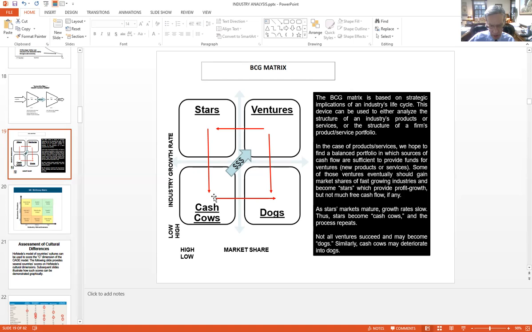After a company becomes a cash cow, if the industry grows old enough, long enough, we're in an old industry, and the market share suddenly is not as high.